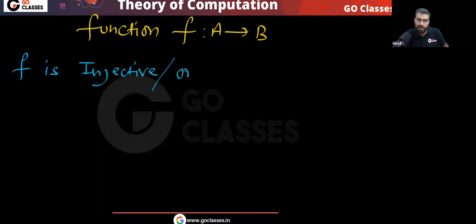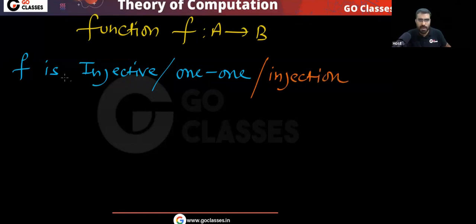Injective. Another name is one-to-one. These are the different names. You can say it is injective, you can say it is one-to-one, or you can say it is an injection. So when can I say this function f from set A to set B is one-to-one, or injective? This function is injective if and only if you take two different elements from the domain, then they must map to two different elements of the codomain.